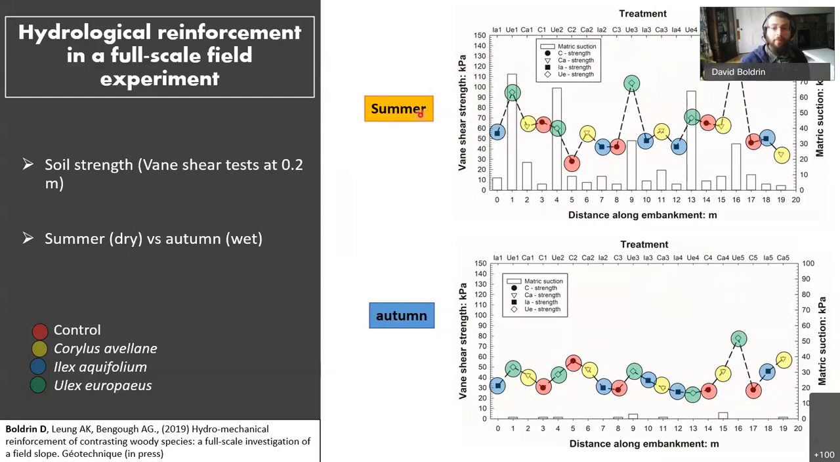This during the summer, but if we look during the winter, again along our embankment, and we test both matric suction and soil shear strength, we can see that matric suction mainly disappears. It's much smaller, and also the soil shear strength shows smaller values. So the soil is much weaker, and this highlights a clear seasonal effect. So we have a species effect, differences between the different plots along the embankment, but also a clear seasonal effect between the summer and the autumn period.